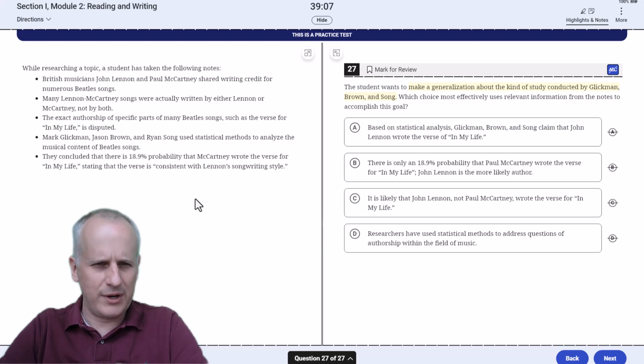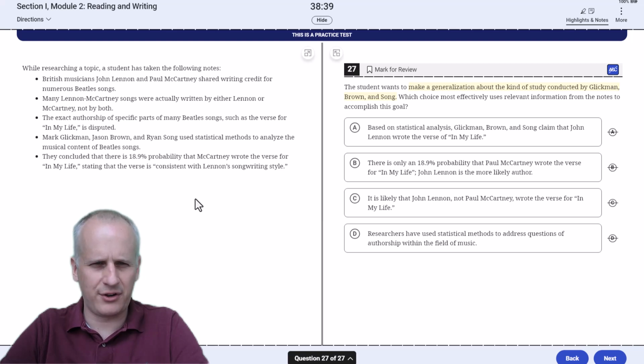So, reading on the left, we don't really need to read that opening statement that just says researching a topic a student is taking the following notes. We can go straight to the bullets, which are going to be where we have to end up with the generalization we're trying to find in our correct answer. So the first bullet reads, British musicians John Lennon and Paul McCartney shared writing credit for numerous Beatles songs. Not about the generalization of the study, so we're not going to highlight that.